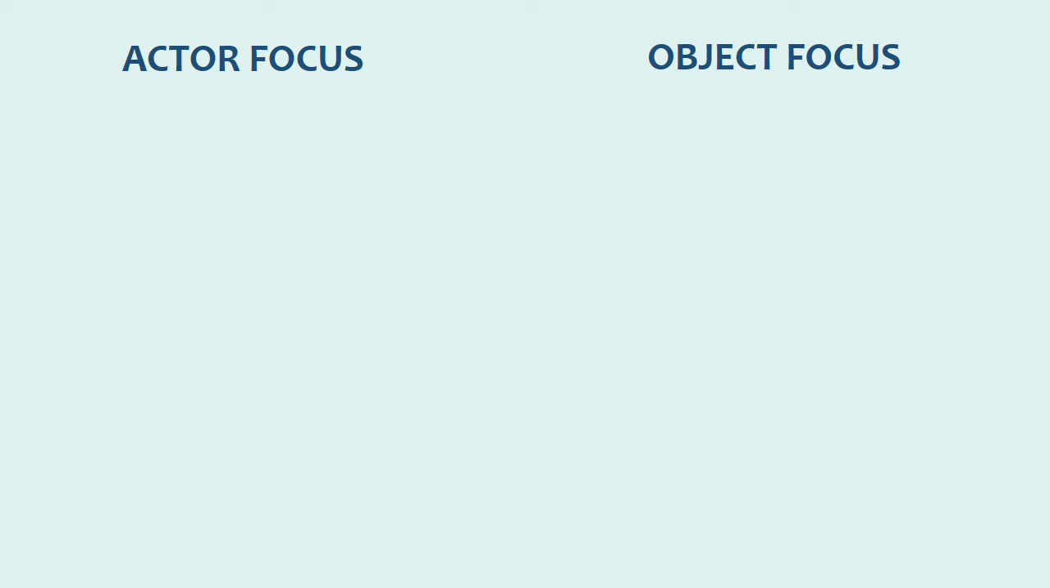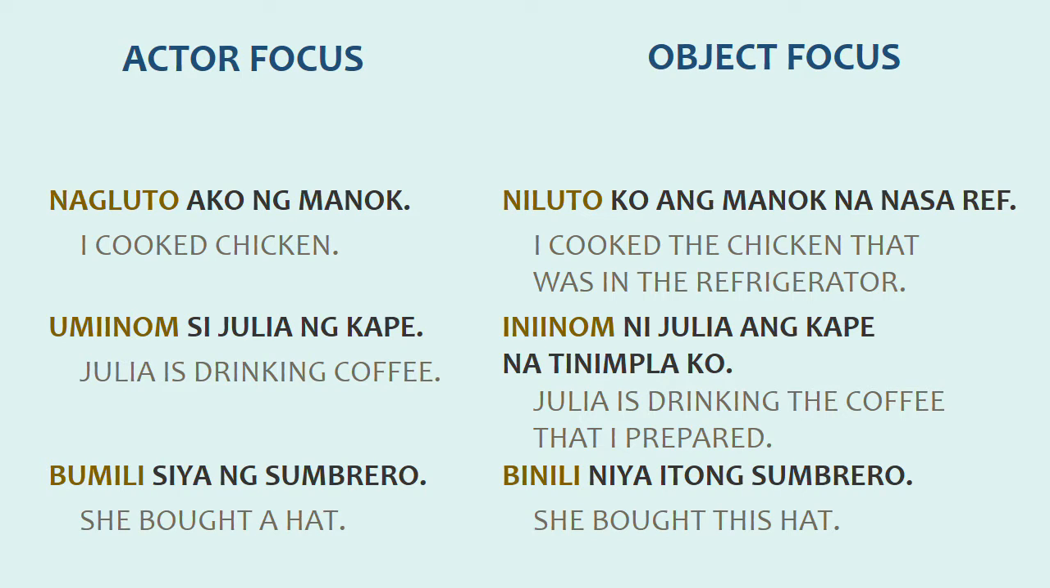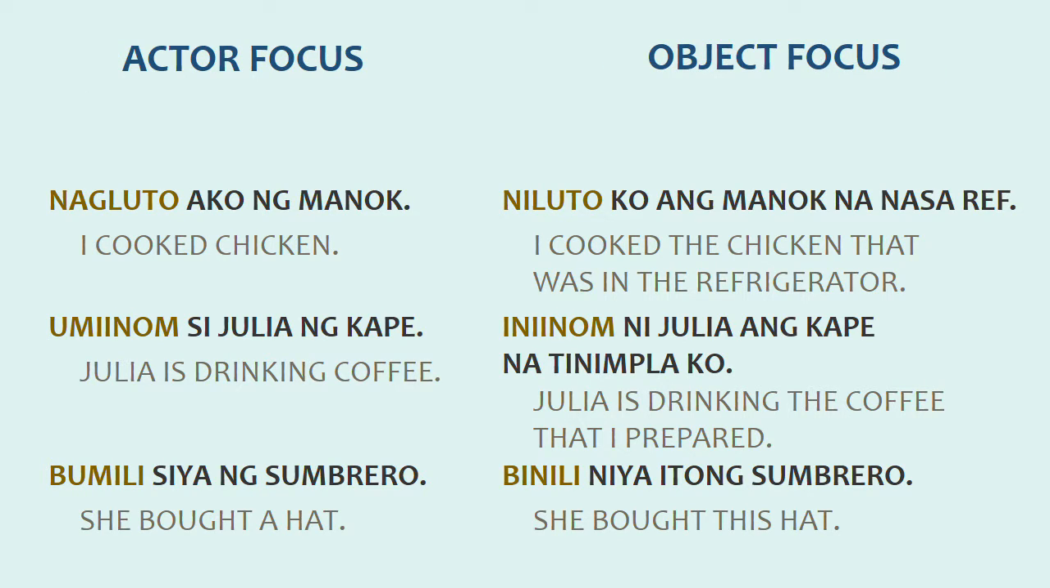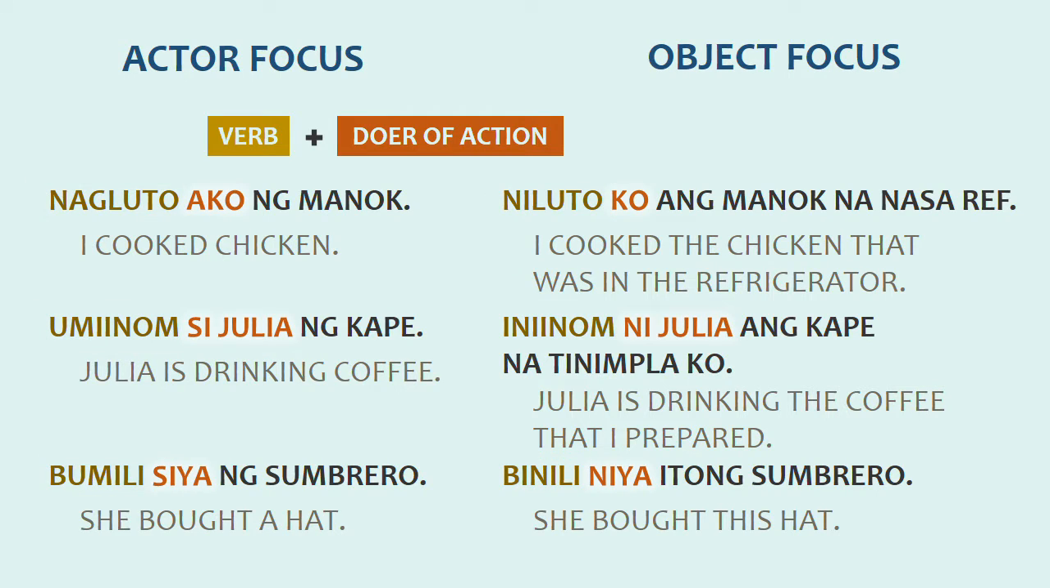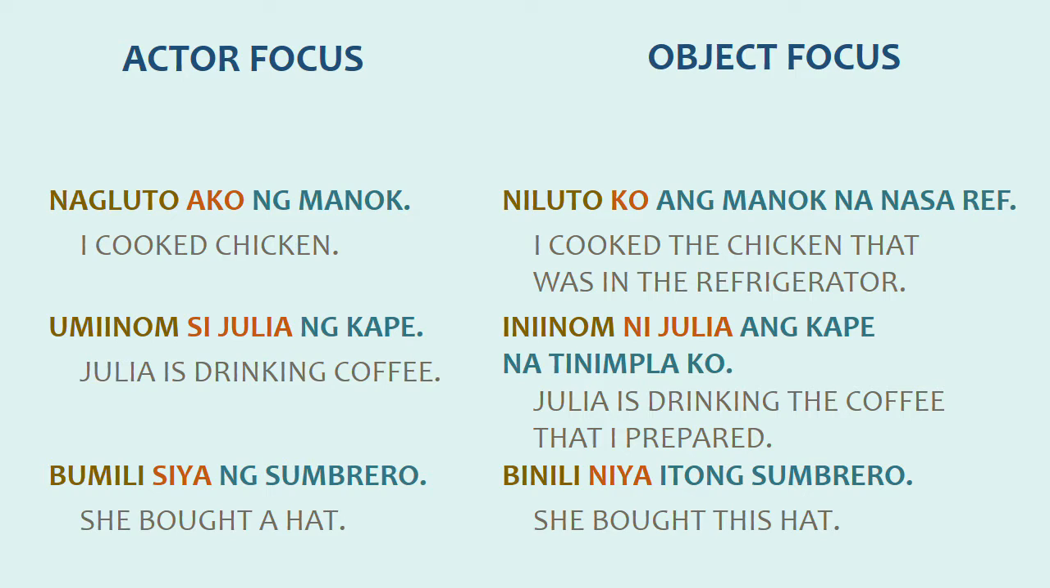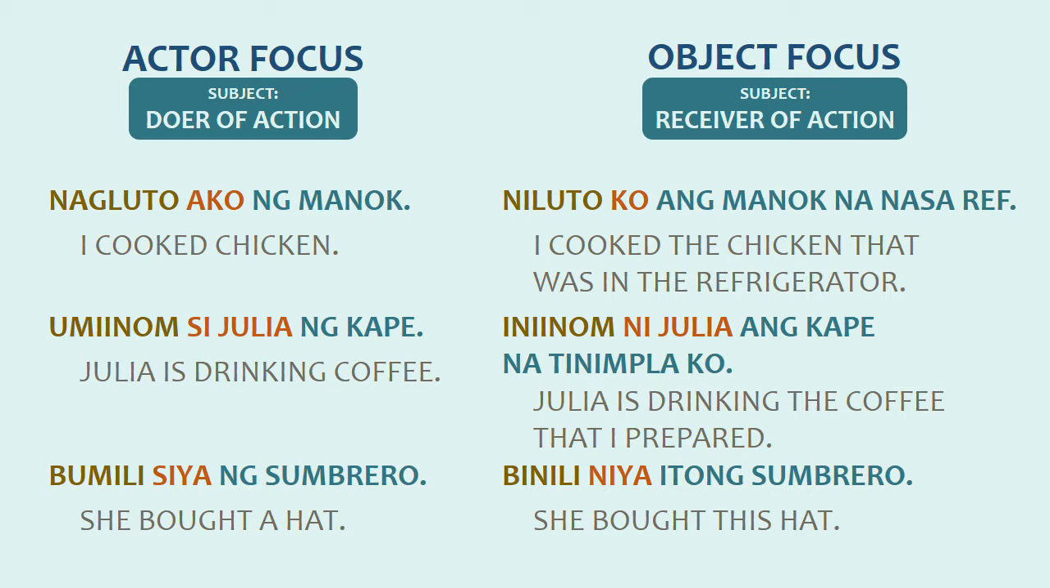Now let's take a closer look at the sentences. As you can see, whether I used an actor-focused verb or an object-focused verb, we always begin with the verbs, followed by the doer of the action, and then the receiver of the action. So, I said that when using actor-focused verbs, the doer of the action is the subject, and when using object-focused verbs, the receiver of the action is the subject. But how can you tell if they always follow the same pattern?